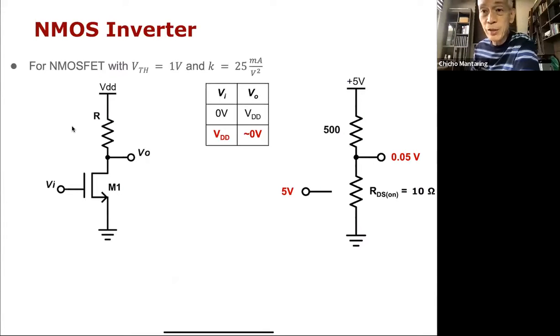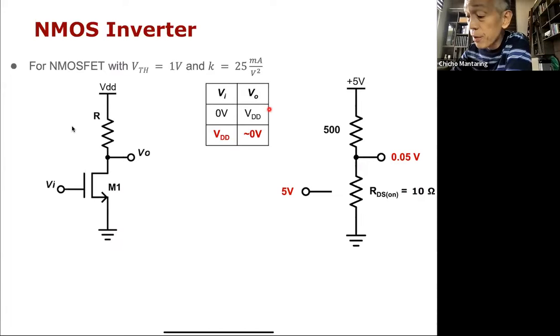So nakuha na natin yung RTL, resistor transistor logic. Now let's go to NMOS. NMOS logic actually consists of NMOS transistors and resistors. So this is the circuit of a simple NMOS inverter. Again, it looks like an NMOS amplifier, a common source amplifier, except that we operate this in either cutoff or linear.